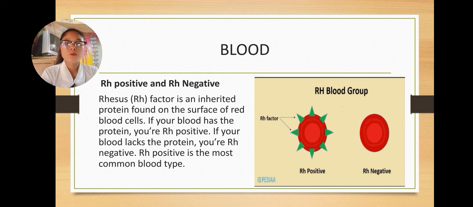Rh positive is the most common blood type. Each person has two Rh factors in their genetics, one from each parent. The only way for someone to have a negative blood type is for both parents to have at least one negative factor. For example, if someone's Rh factors are both positive, it is not possible for his or her child to have a negative blood type.